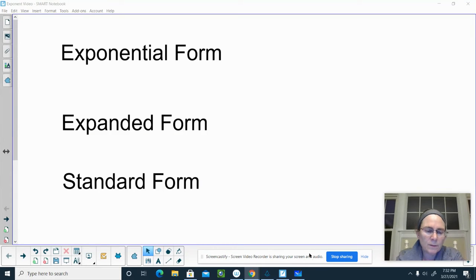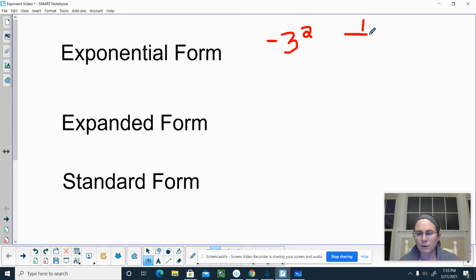All right, I'm going to talk to you about exponential form, expanded form, and standard form of exponents. So exponential form is pretty much anything with an exponent. It can be something like -3 to the positive second. If it has an exponent, it's exponential form. Or it could be something like 1 over 4 as the base to the third power. As long as it has an exponent, that is exponential form.